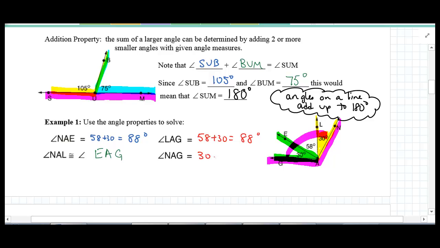Can you say 30 plus 58 plus 30? That's just going to be 118 degrees. Okay, so just a simple application of using the addition property for angles. Turn the page when you're ready.